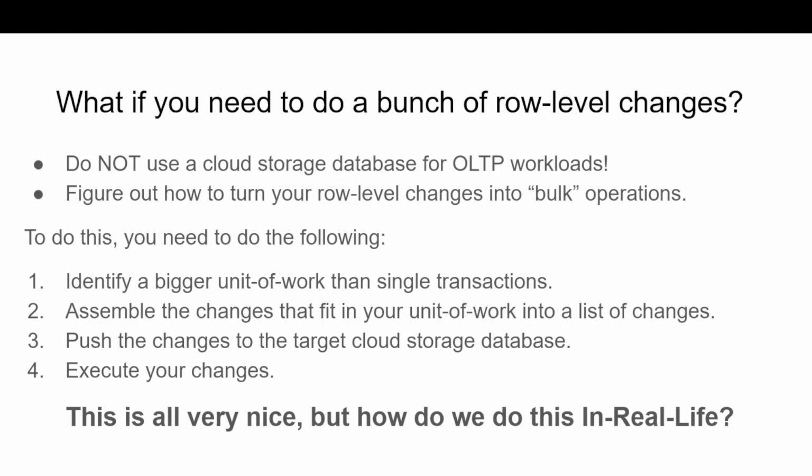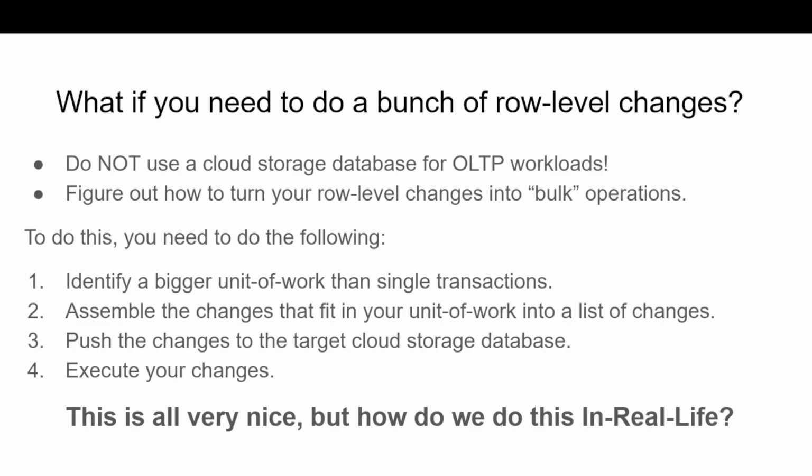What if you need to do a bunch of row-level changes? Most OLTP worlds use a database engine that uses file storage and pages for their production data store. They often propagate changes to cloud databases and use these data worlds as data warehouses, vector stores, etc. In order to make this work efficiently for large-scale changes, you have to figure out how to turn your row-level changes into bulk operations, so the cloud database can execute your changes fast enough to keep up with your OLTP workload.